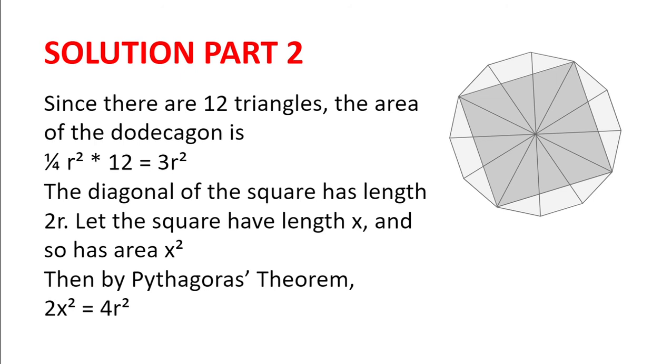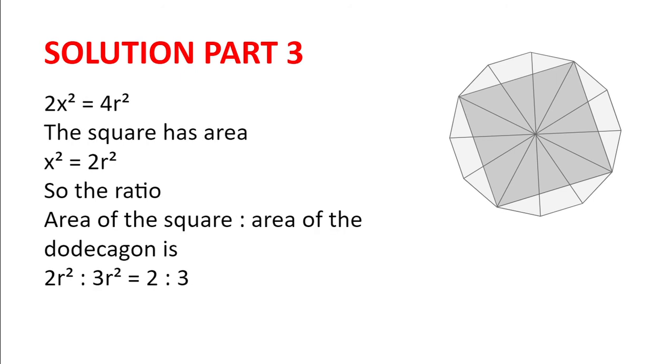Now, the diagonal of the square has length 2r. So let the square have side length x, and so has area x squared. Then by Pythagoras' theorem, 2x squared equals 2r squared, which is 4r squared. And so the square has area x squared, which is 4r squared divided by 2, which is 2r squared. And so the ratio is 2r squared to 3r squared, which is 2 to 3.